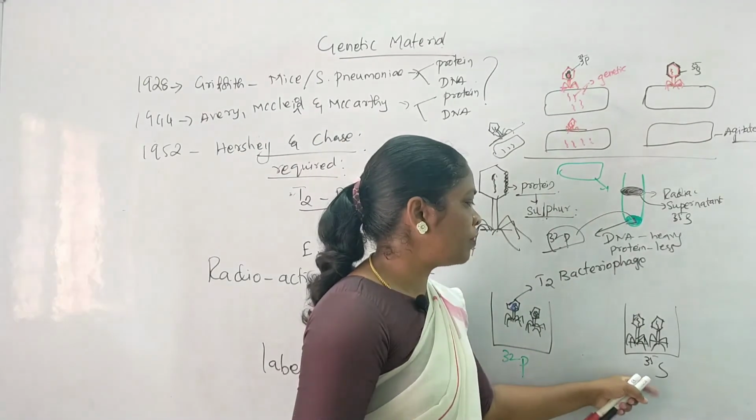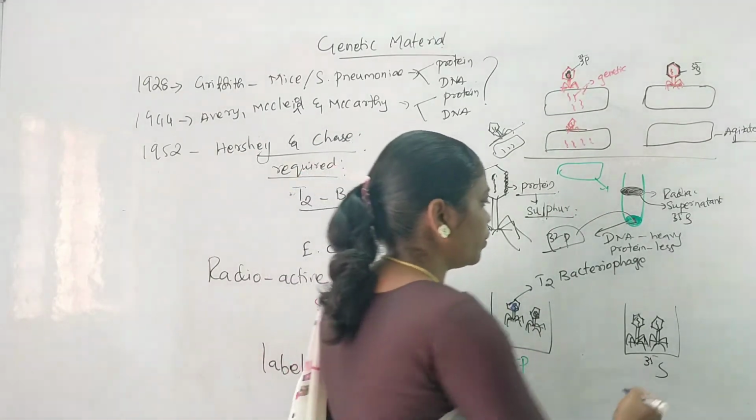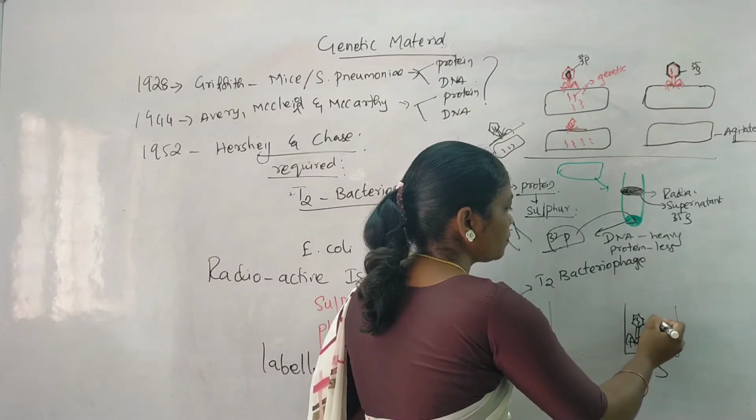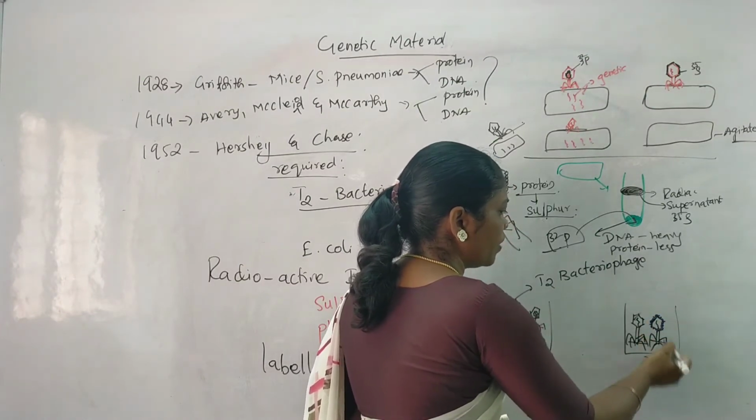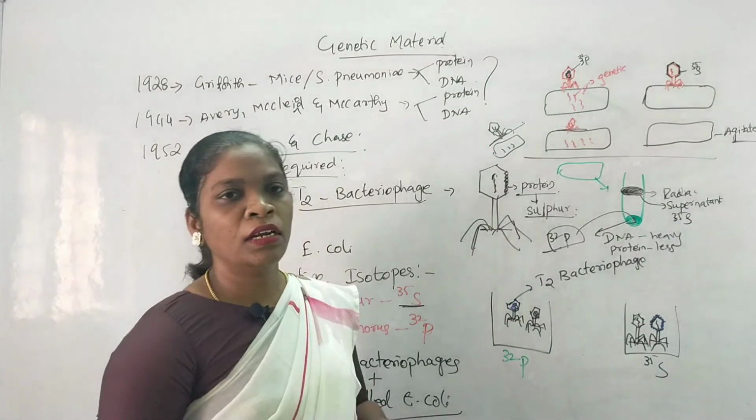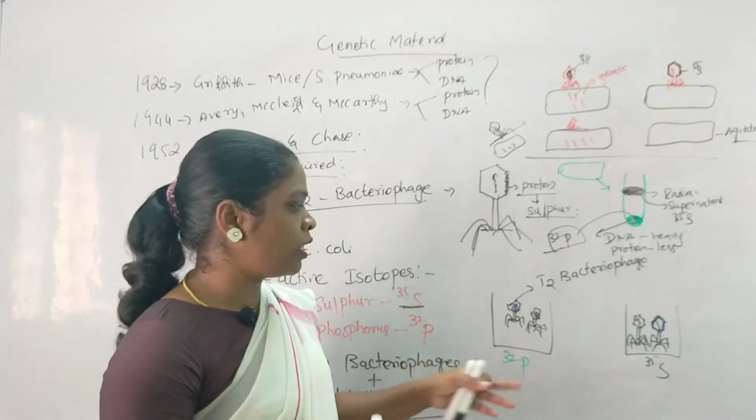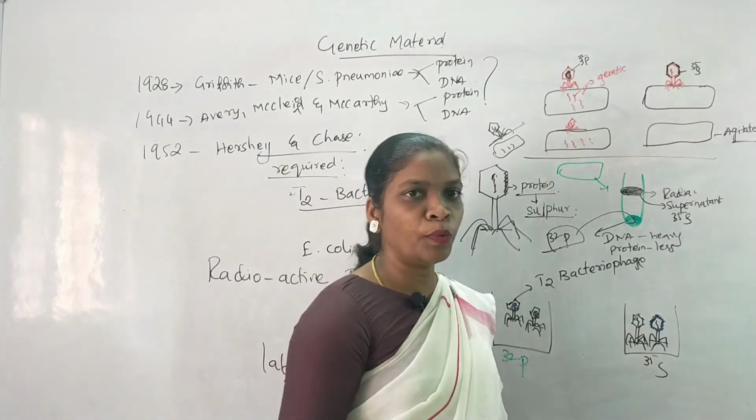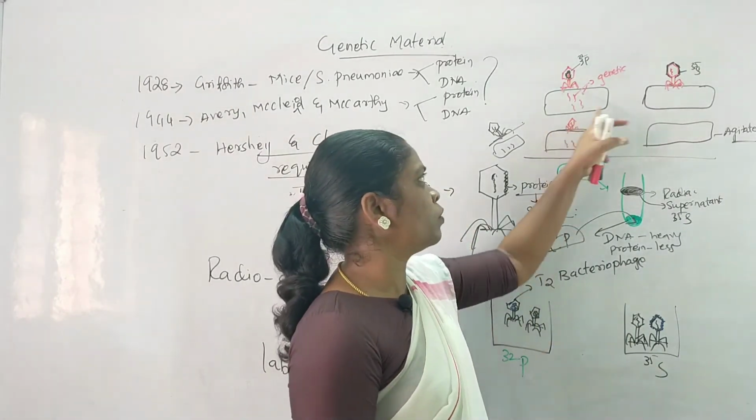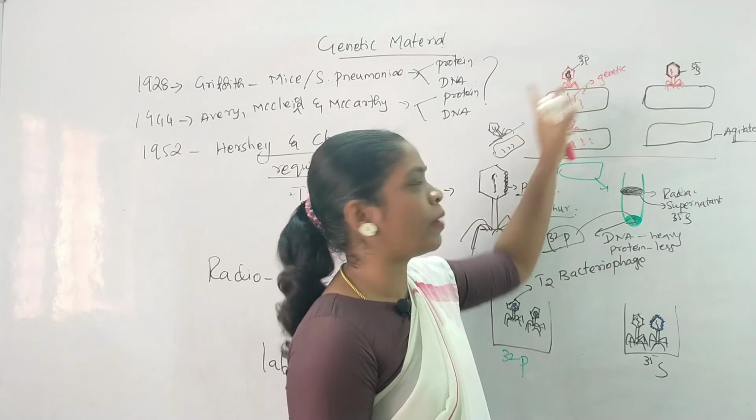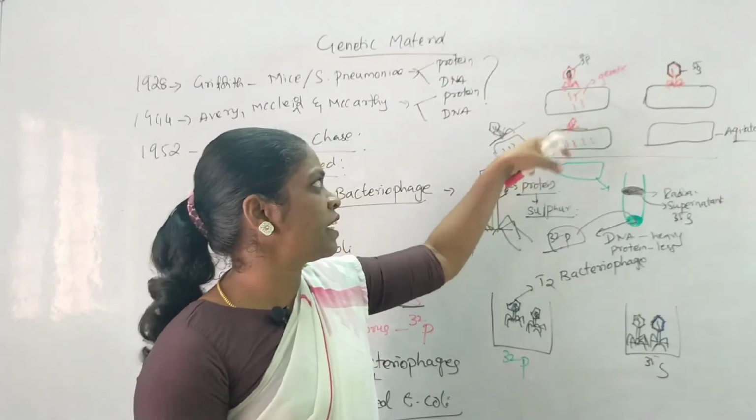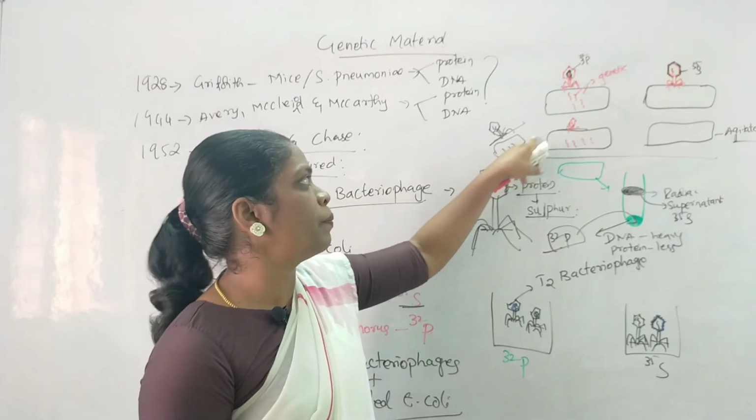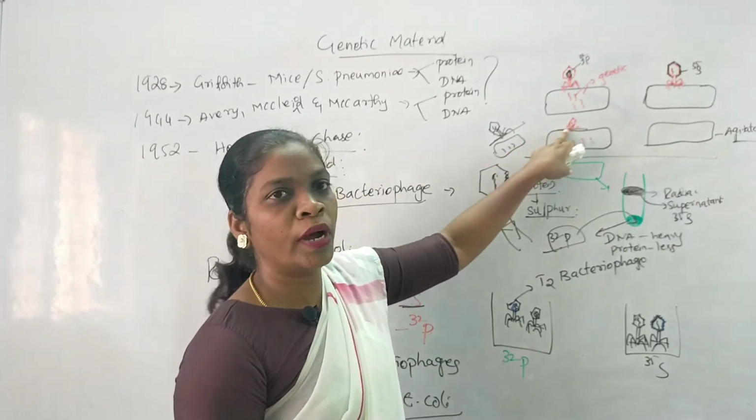It is not any other component of the T2 bacteriophage. When it comes to sulfur 35, only the outer protein coat will absorb the sulfur. It is not any other component in the T2 bacteriophage. So we are clear that phosphorus is present in DNA and sulfur 35 is present on the protein coat. When they made this mixture to get infected, when the E. coli was infected by the virus, it injected genetic material inside the E. coli, and in the next step they separated this E. coli from the T2 bacteriophage.